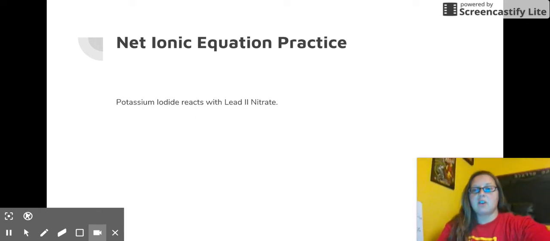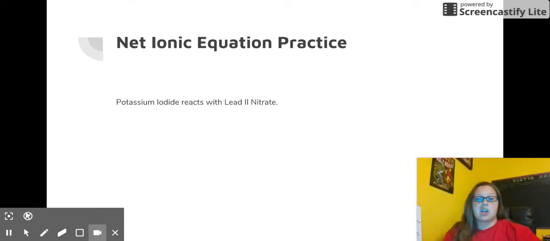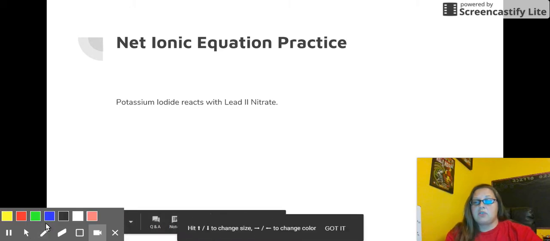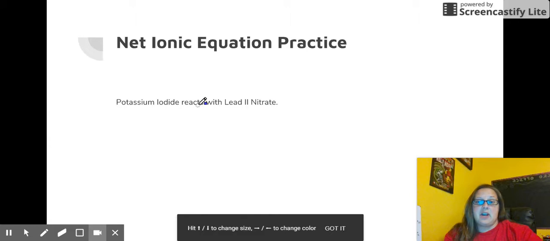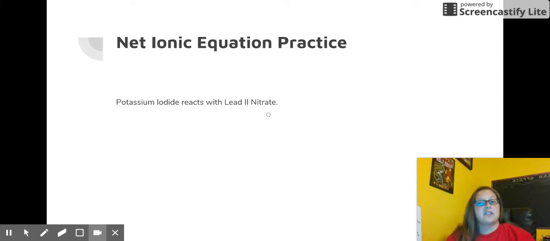Okay, so now let's go and work a net ionic equation together. I want you to work this along with me. First of all, we have potassium iodide reacts with lead 2 nitrate. So we have to be able to write the reactants and predict the products and then classify if it's soluble or insoluble. From there, we can then write our total ionic equation as well as our net ionic equation.